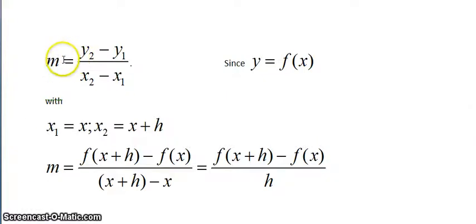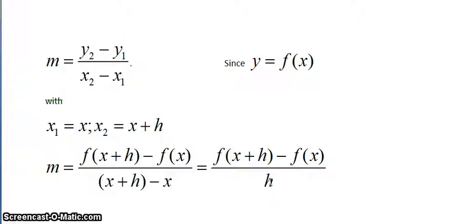Remember the Junior Certificate definition of the slope m: y2 minus y1 over x2 minus x1. We put x1 equal to x, x2 equal to x plus h, and we get for our value m, f(x plus h) minus f(x), over h.